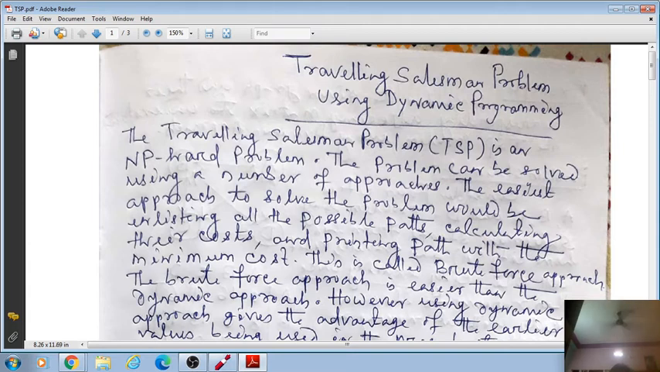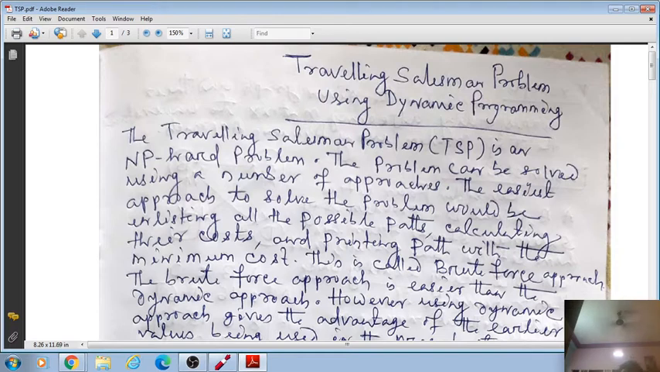The easiest approach to solve this problem would be enlisting all the possible paths, calculating their cost and printing the path with the minimum cost. This is called the brute force approach. But we are not going to discuss the brute force approach. Our objective is to discuss the dynamic programming approach. The brute force approach is easier than the dynamic approach.